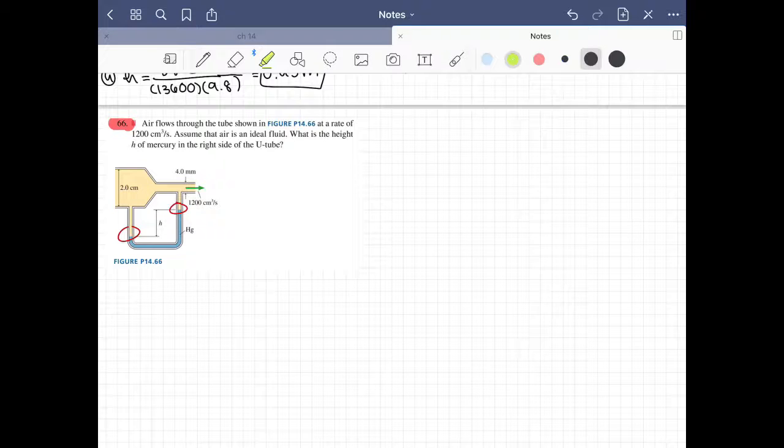So the problem reads that air flows through the tube at a rate of 1,200 centimeters cubed per second. Assume that the air is an ideal fluid. What is the height h of mercury in the right side of the U-tube? So first I'm writing down what I know.